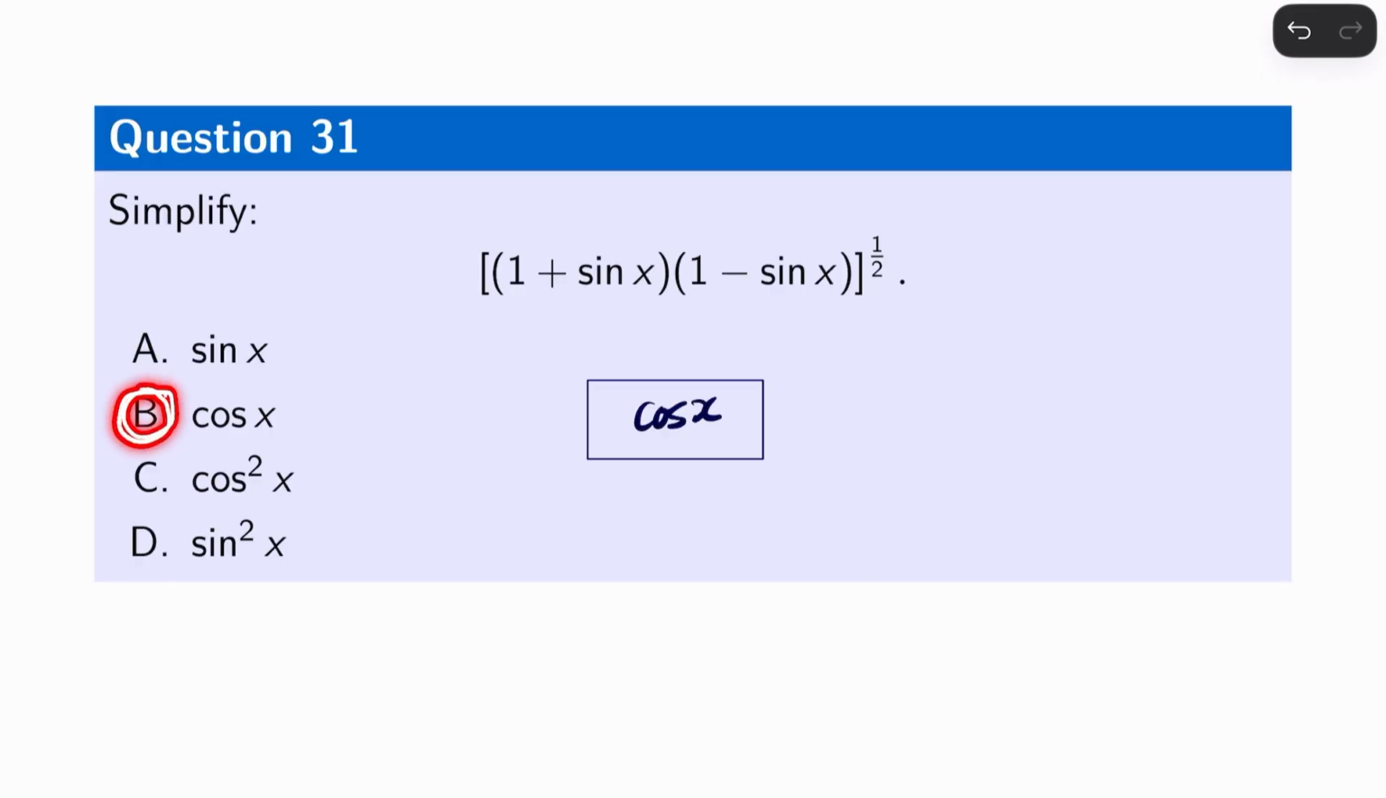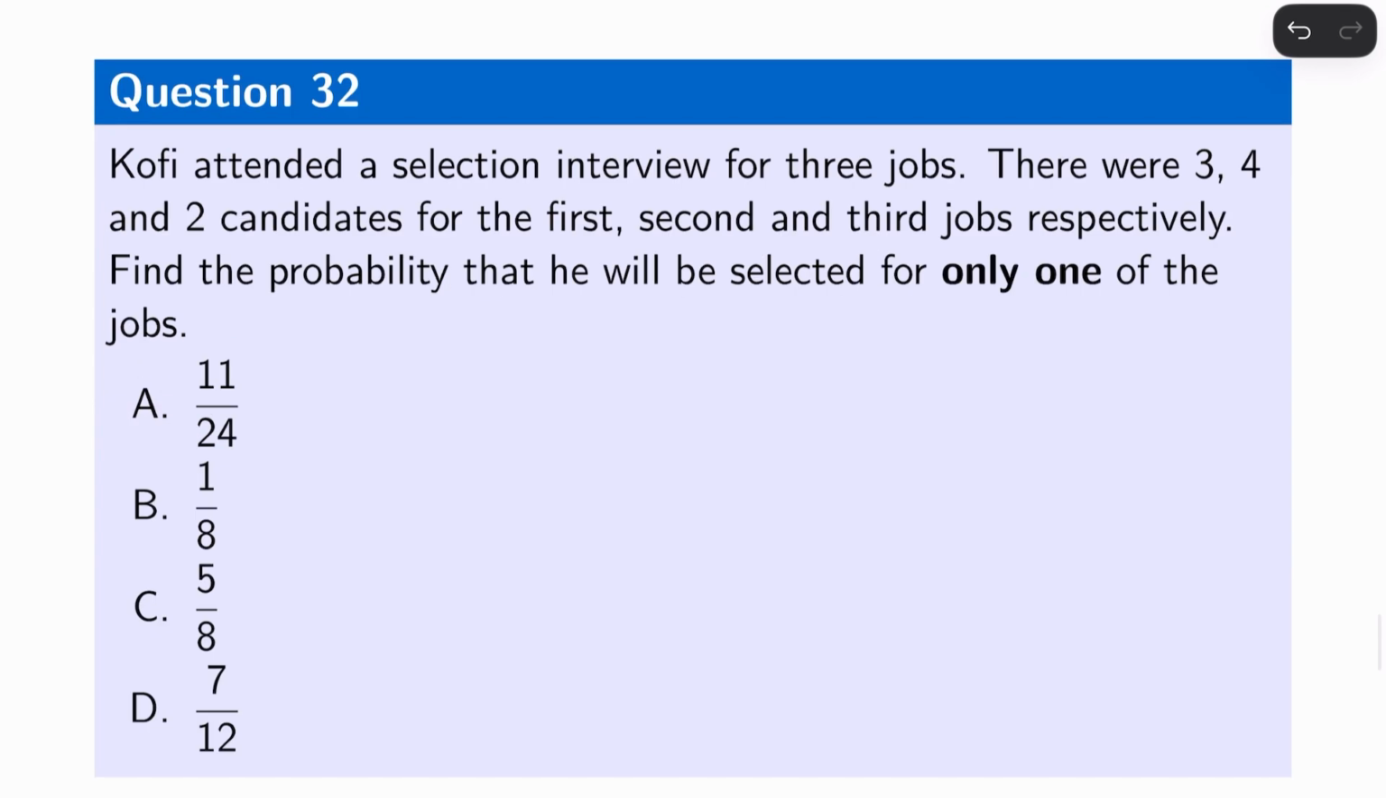Thus, the correct option is option B. Question number 32. Kofi attended a selection interview for 3 jobs. There were 3, 4, and 2 candidates for the first, second, and third jobs, respectively. Find the probability that he will be selected for only one of the jobs.